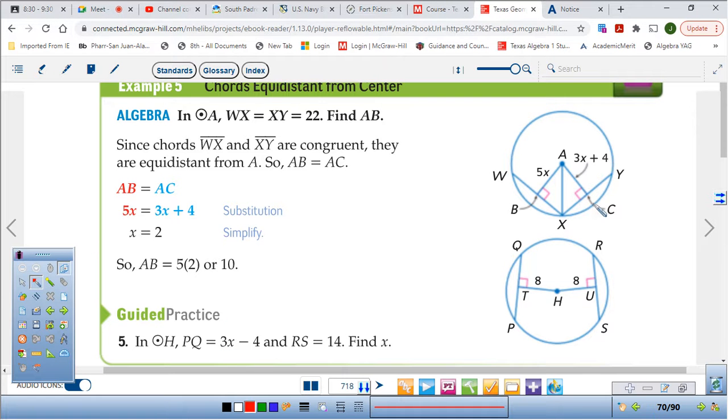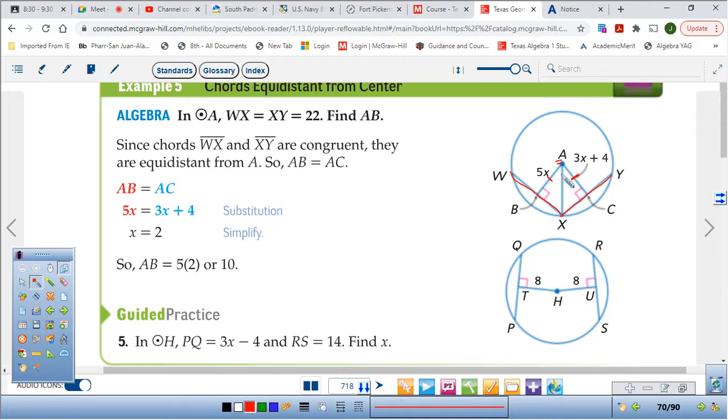Now, if it looks equal, they're probably equal, just FYI. In circle A, WX is congruent or equal to XY. Where's WX? WX is equal to XY. So in that situation, they're saying this chord here is congruent to this one here. They're congruent, so they are an equal distance from the center. That means this distance here is equal to this distance here, which basically means 5x is equal to 3x plus 4, right? So find AB.